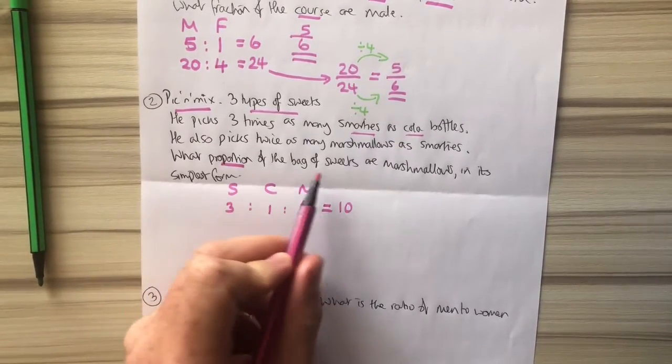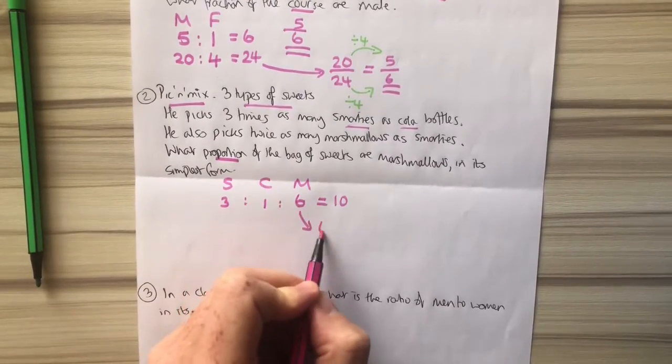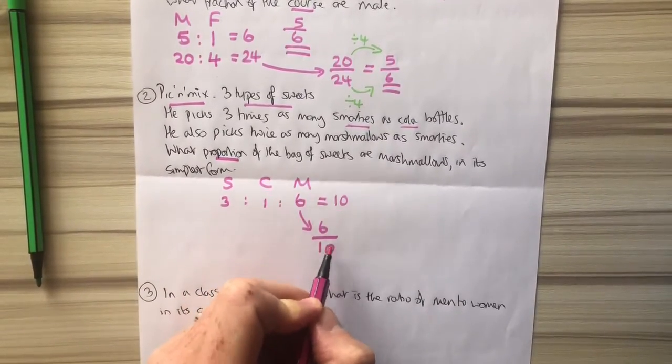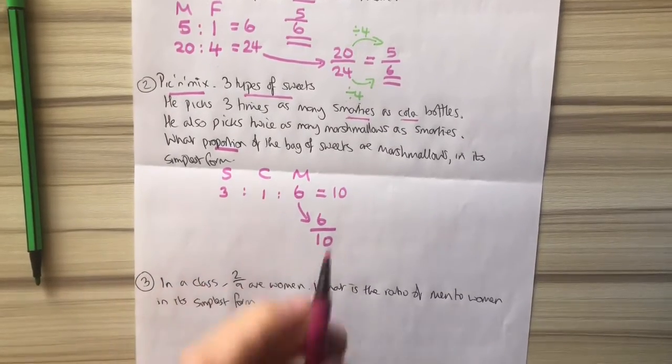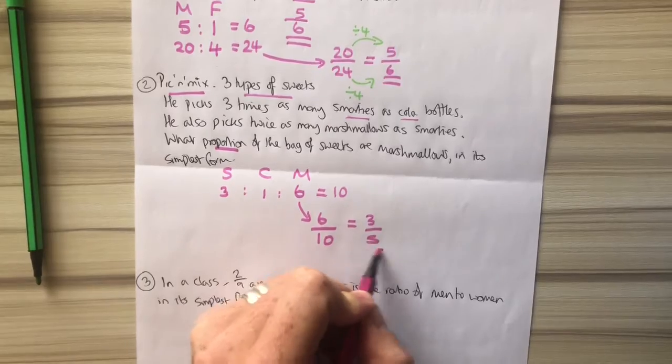What proportion of the bag of sweets are marshmallows? So there are 6 out of 10 altogether, which would cancel down to 3/5.